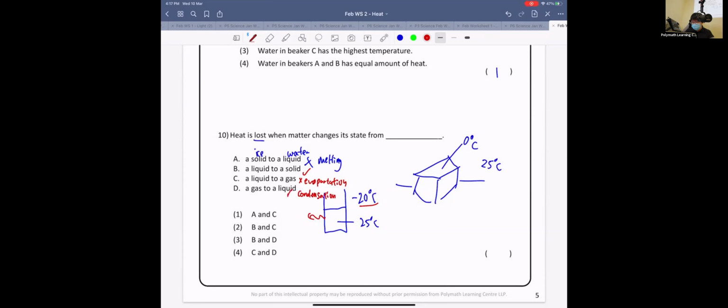This one, you only learn in P5. Answer is B and D, 3. If you don't know how to do this, it's okay. You learn it in P5.